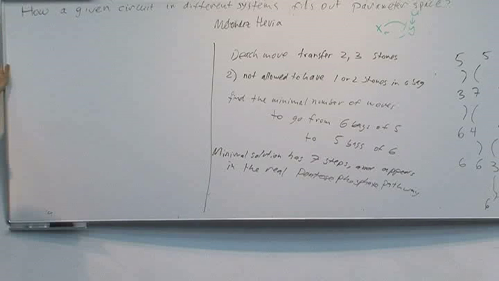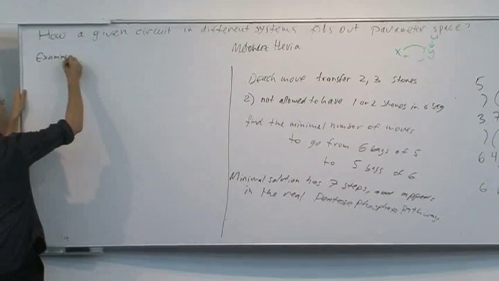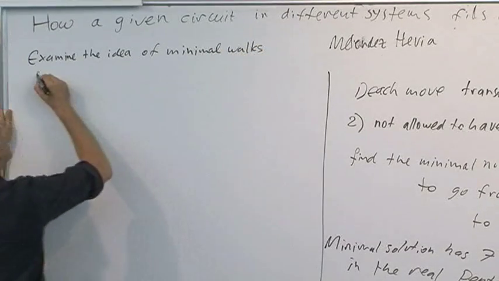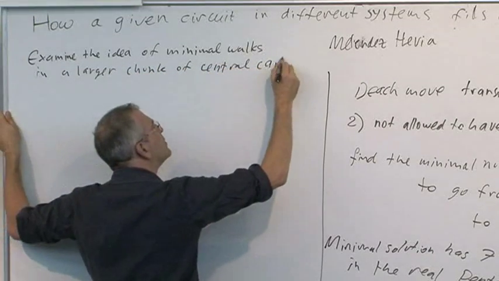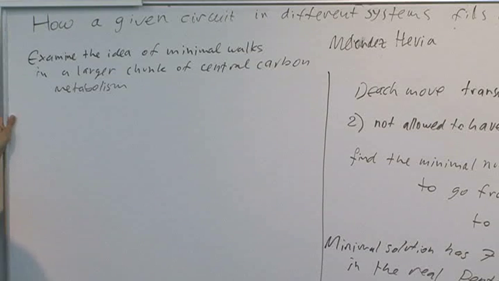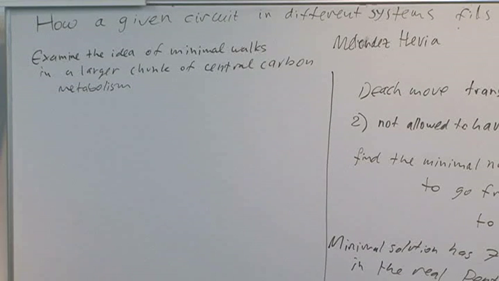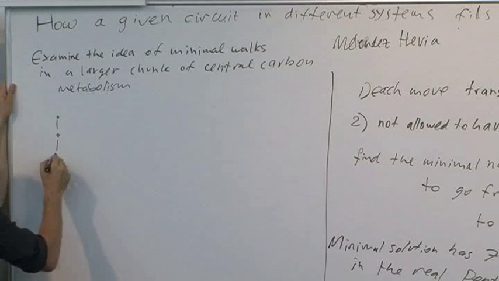So I want to tell you about a work that tries to look at a bigger chunk of metabolism. So we're going to examine the idea of minimal walks in a larger chunk of central carbon metabolism. So I'm going to try to sketch your central carbon metabolism. This is conserved very, very strongly from E. coli to human beings. All the enzymes, yeast, worms, flies. It's like major. Every biologist knows what I'm going to say. Should know. There's pathways. I'm going to just draw sticks like this.